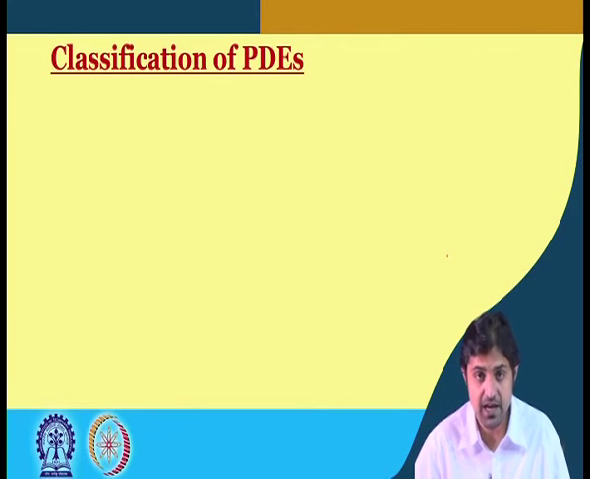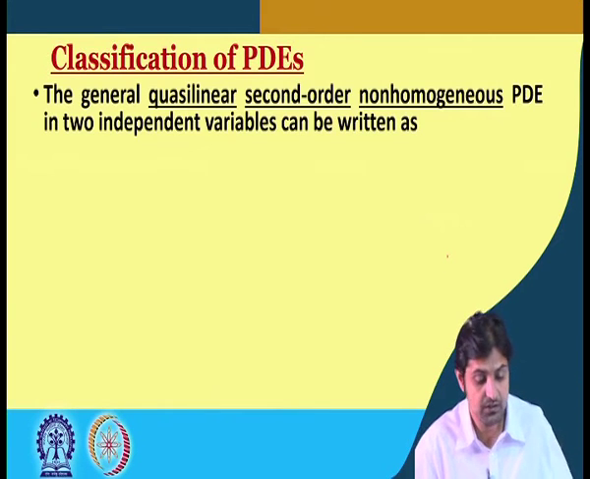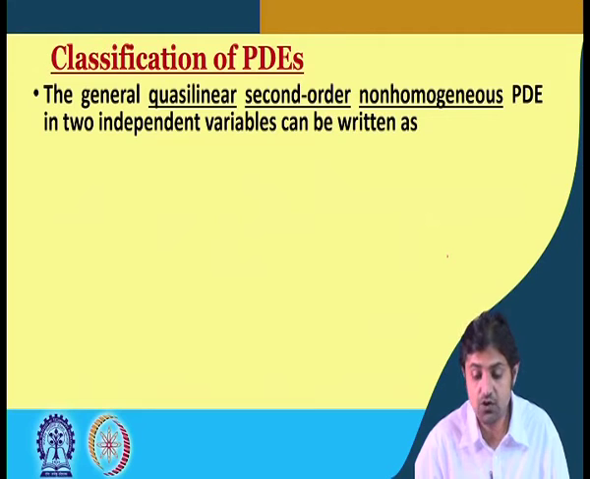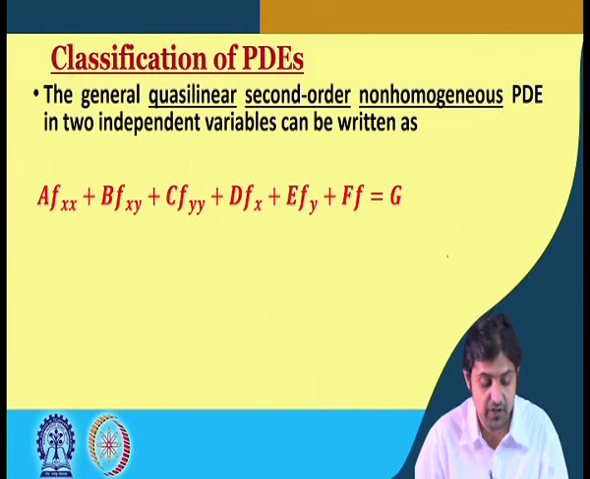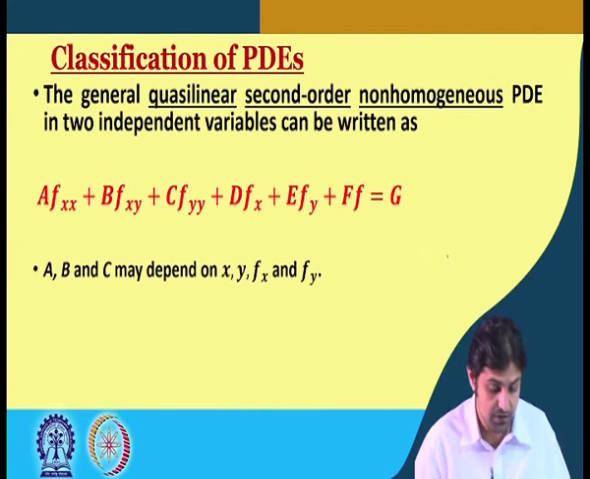So, taking a slight detour because it's important that we remember the classification of partial differential equations. A general quasi-linear second order non-homogeneous partial differential equation in two independent variables can be written as a f_xx plus b f_xy plus c f_yy plus d f_x plus e f_y plus f times f. This is a general quasi-linear second order, non-homogeneous partial differential equation.